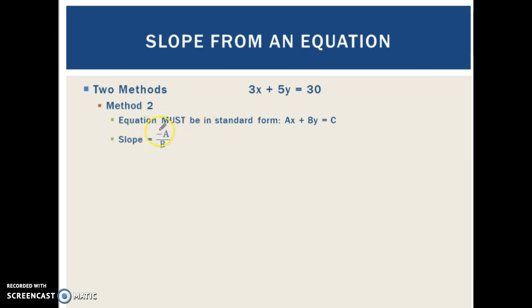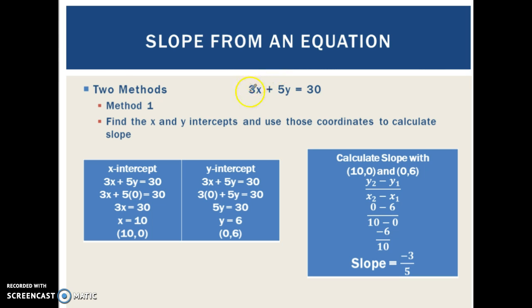It's negative a over b. So in this standard form equation, and again, for standard form, the equation can't have fractions or decimals. You have to get rid of those by multiplying through the denominator to clear the fraction. And x and y have to be on the same side. So to find the slope of this equation, this is the same equation that I used in this example, 3x plus 5y equals 30.